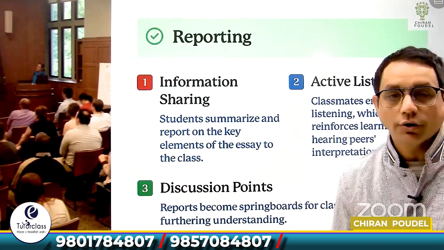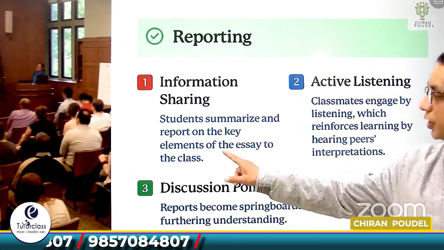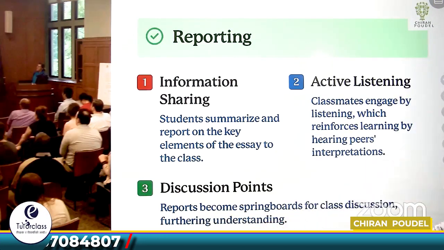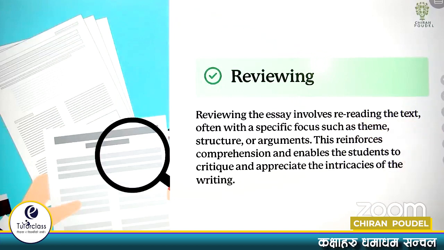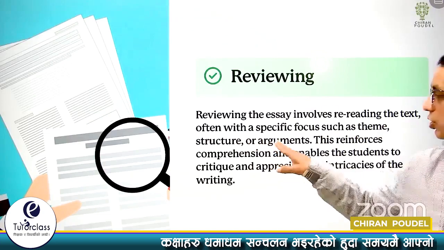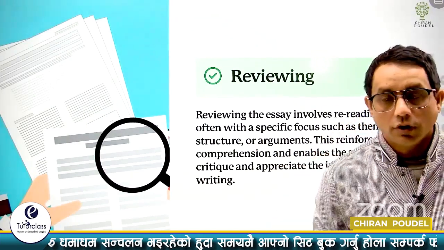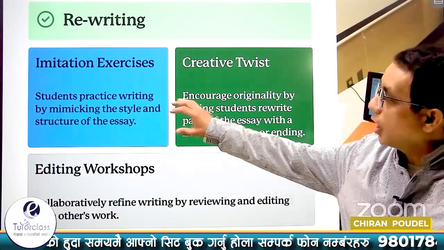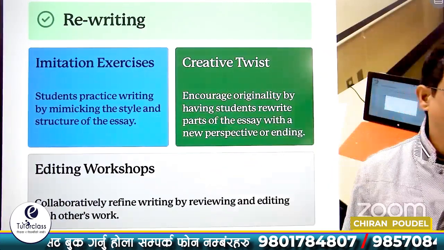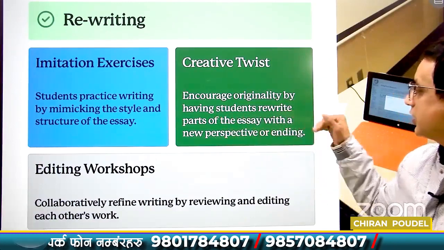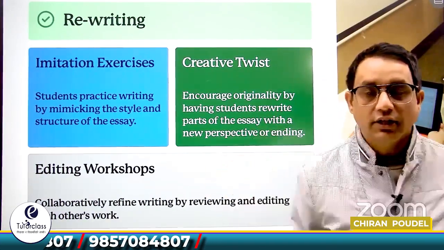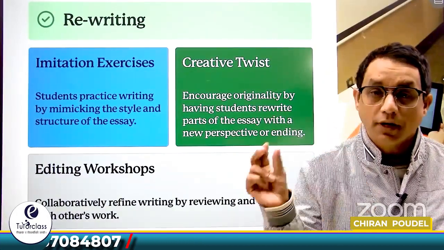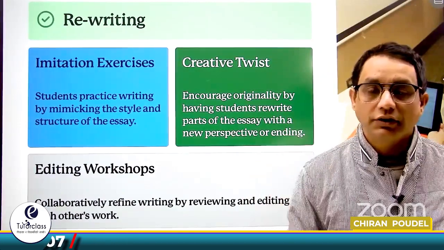Similarly, another activity that you can carry out in post reading stage is reporting. Students summarize and report on the key elements, and based upon these reports, you can have class discussion further to strengthen your understanding of an essay. Reviewing, that means you are again rereading the text with a specific focus on theme or structure or arguments. Okay, you're specifically looking for details. Rewriting, you can have imitation exercises, creative twist, editing workshops, etc. You can encourage originality by having students rewrite parts of the essay with a new perspective or ending. Okay, omit a few sections within the essay and you can ask them to rewrite. It will spur originality and creativity amongst the students.